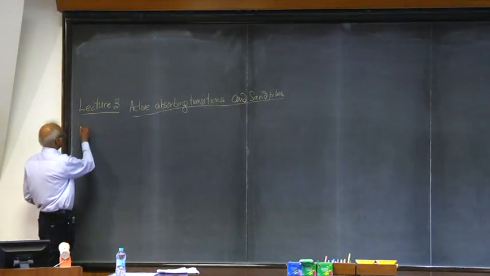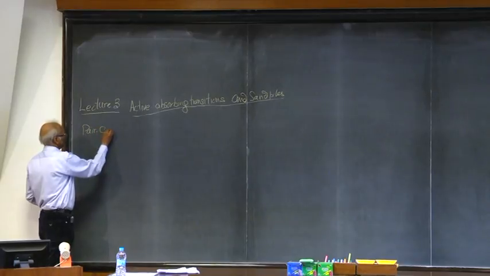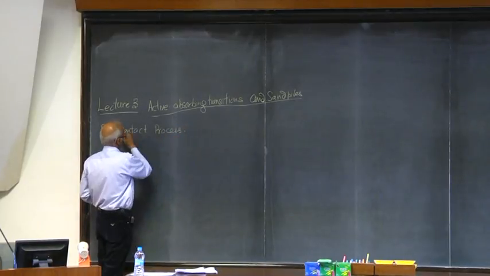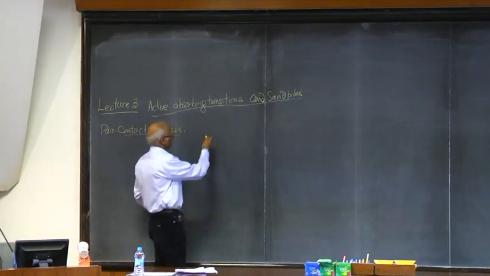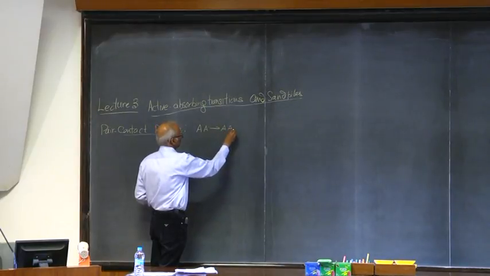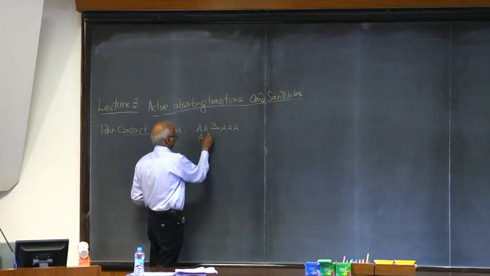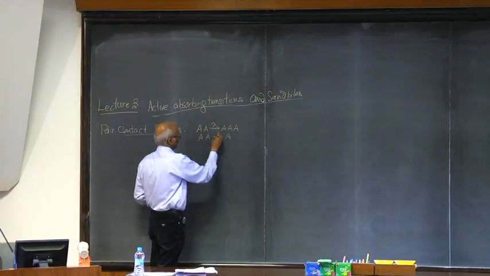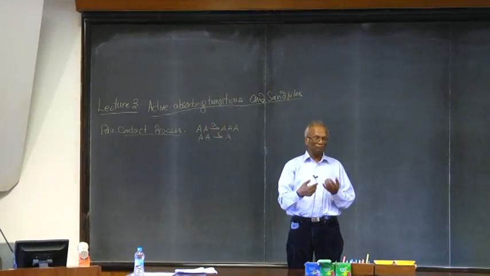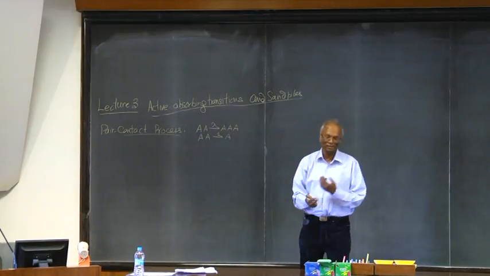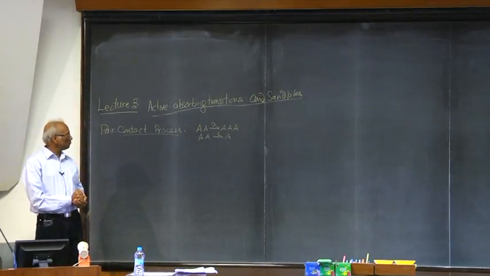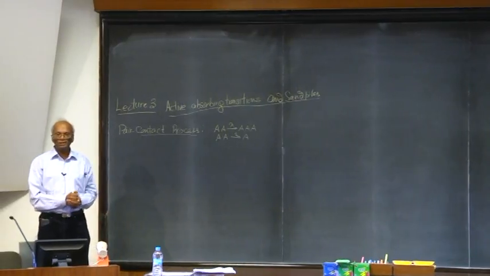So let us take something like this pair contact process. Just to remind, we discussed the case where AA can go to AAA with rate lambda, and AA can go to A with rate 1. Depending on the value of lambda, if it is high, you can be in an active state. If it is low, you can be in an absorbing state. Suppose I am in an absorbing state, what can I say?